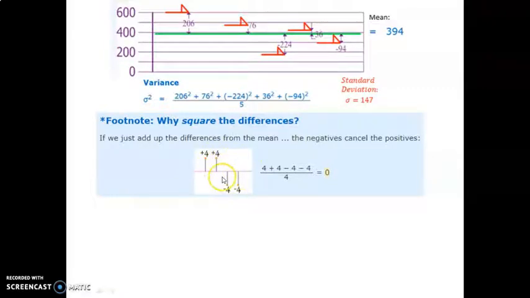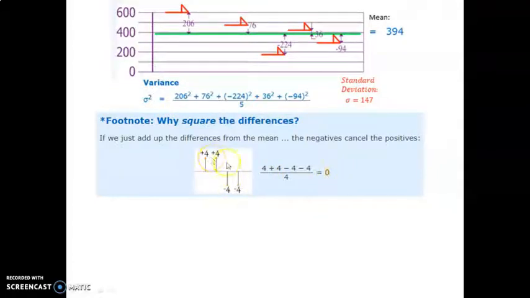Well, here's an example of why we don't do that. If we don't square, for example, if a data point was 4 away from the mean, and another one was -4, just like here we had positive away and negative away, what would happen if you average these? Well, you add them up, divide by 4, you get 0. So the result, if you just added those, is 0.